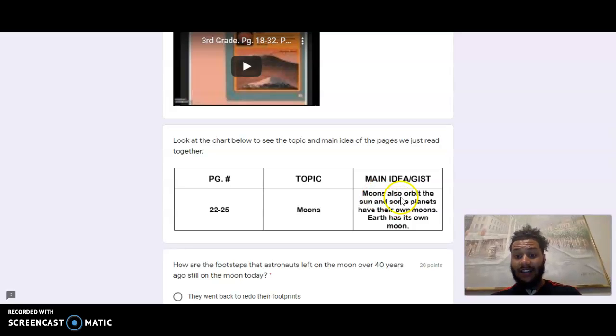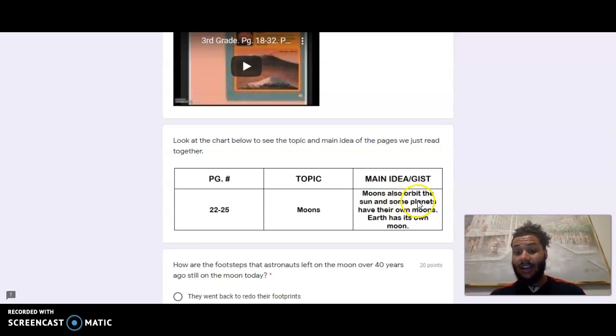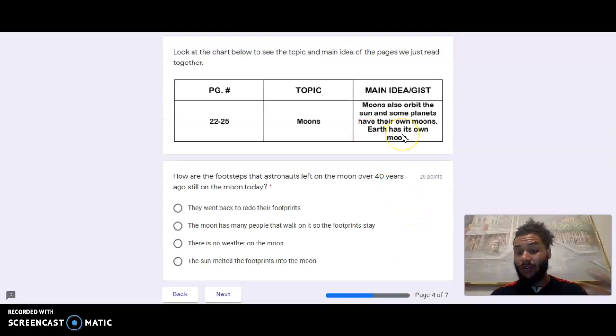And the main idea is that moons also orbit the sun, and some planets have their own moons. Earth has its own moon. So some planets have multiple moons. They may have more than one. Earth has only one. But moons also orbit the sun, just like Earth and the other planets do.